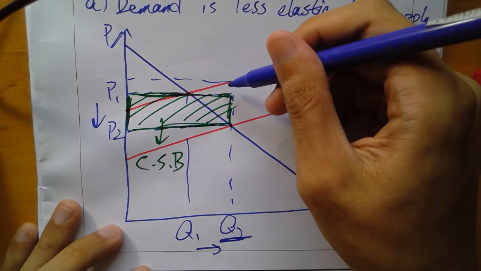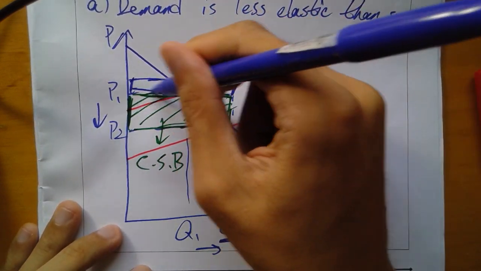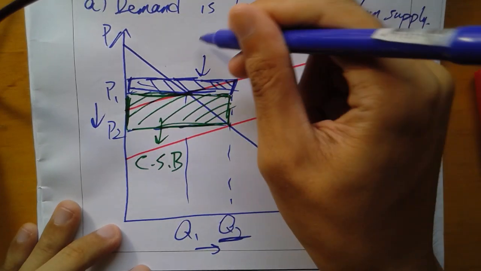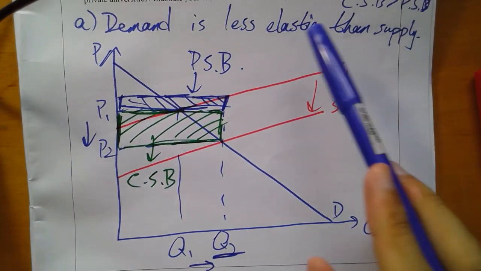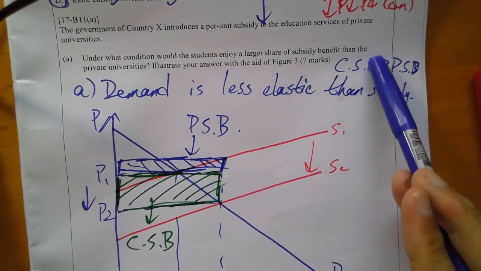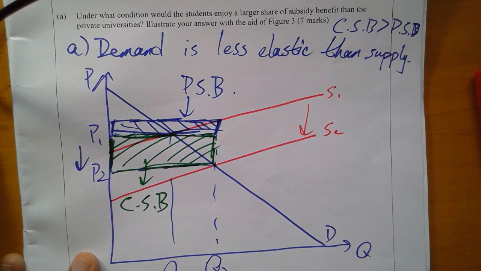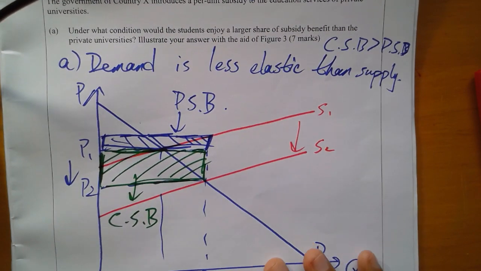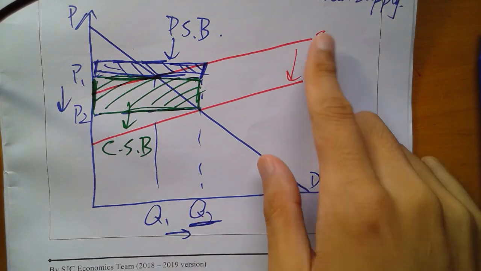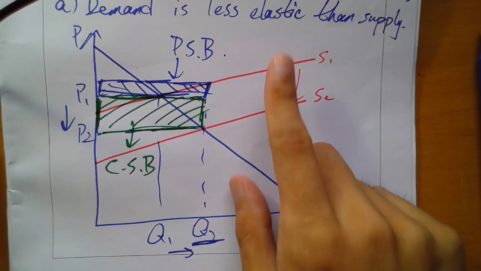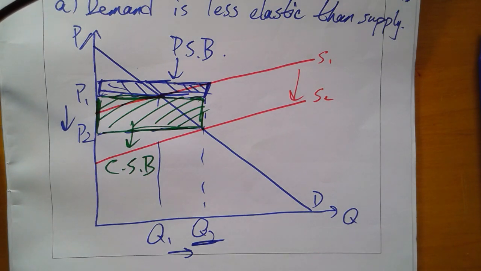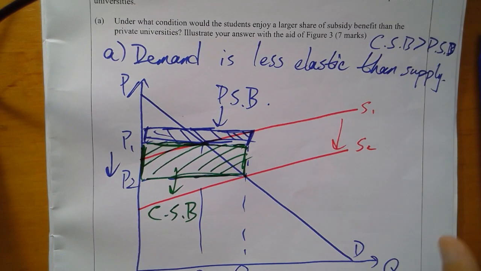There's still a little bit left, the rest of it. The little bit left would be our PSB. Now, let us check. We need CSB to be bigger than PSB. Here, obviously, CSB is bigger than PSB. So, yes, we get it right. This is the diagram that we need. Okay, is that fine? So you see, the way we do it is exactly the same as a per unit tax, only that you need to be very careful with Q2 and the shift. It's reversed, right? Before it shifted upward, this time it shifts downward.